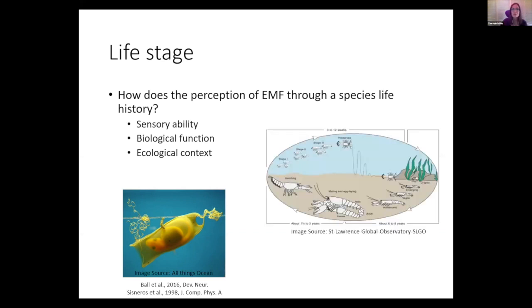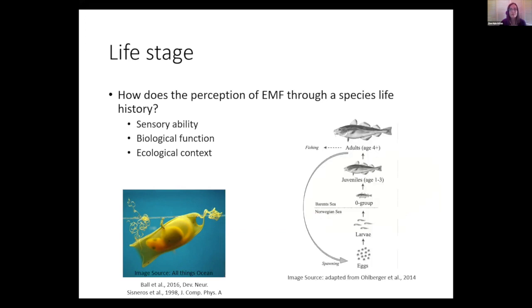And there are multiple species that we're interested in. Depending on what species we're looking at, their life histories are very different from each other, and they interact with the benthic and the pelagic environment differently.